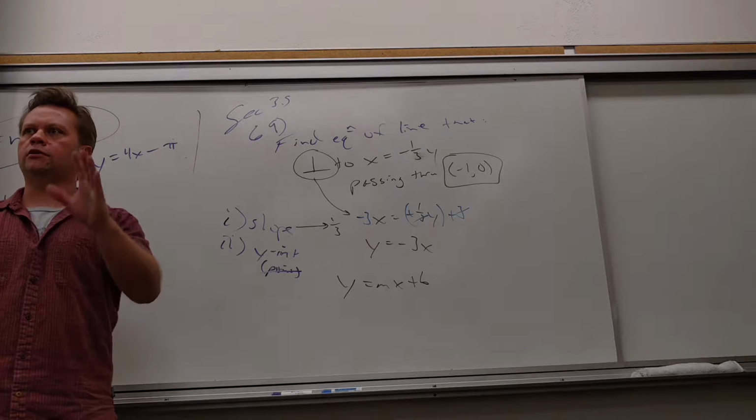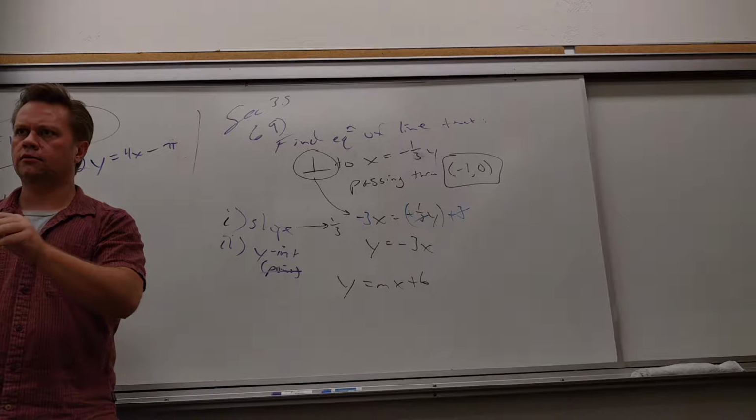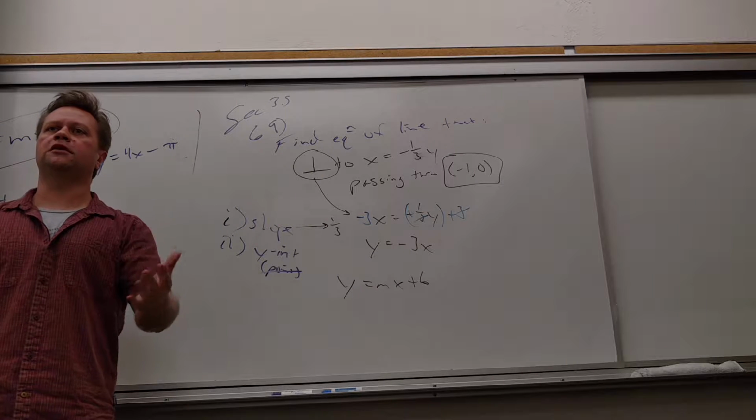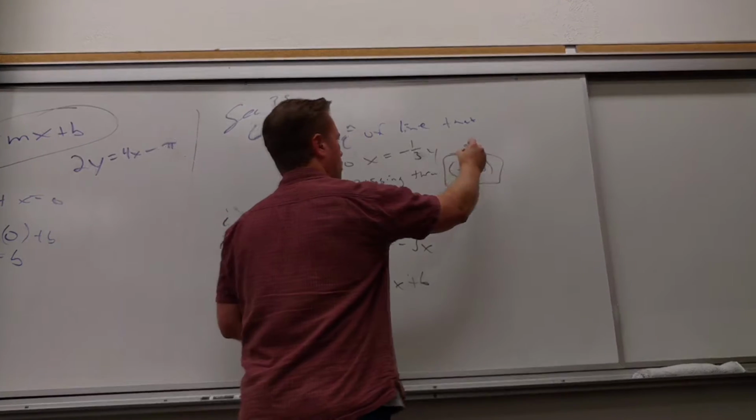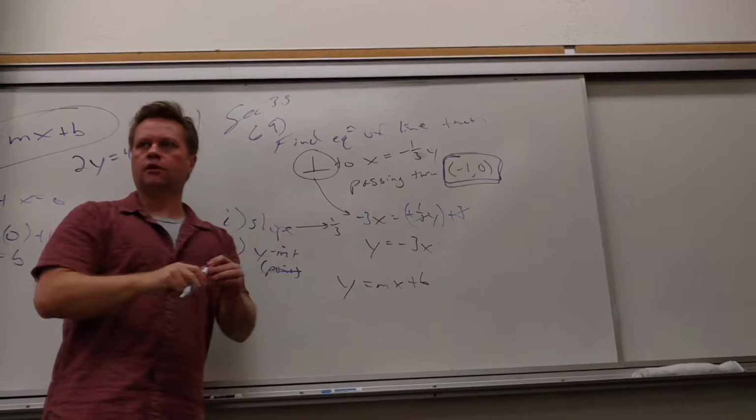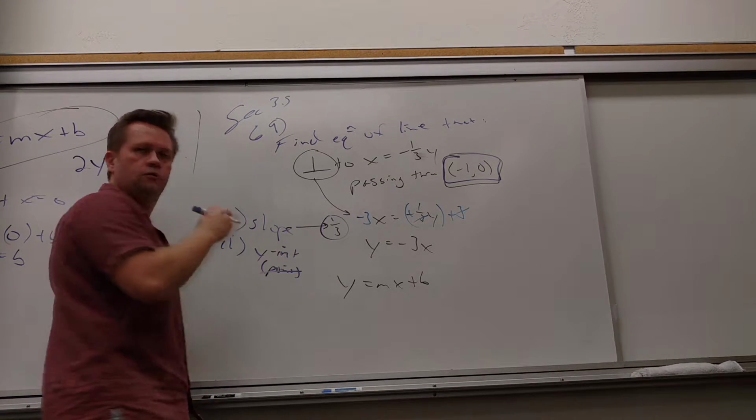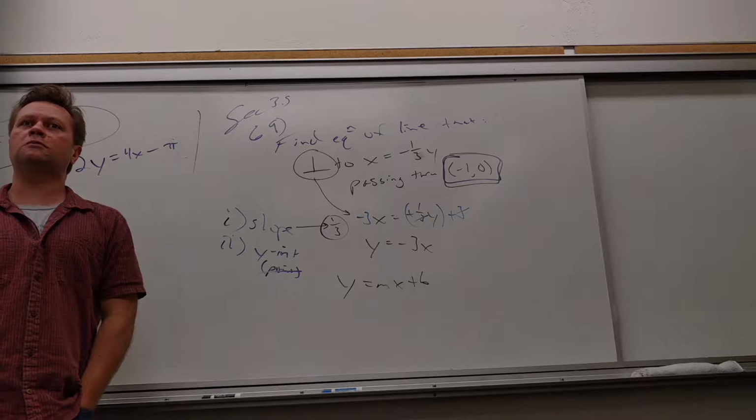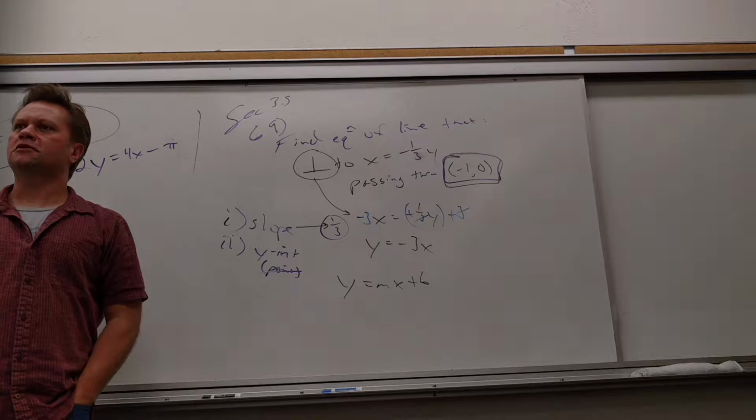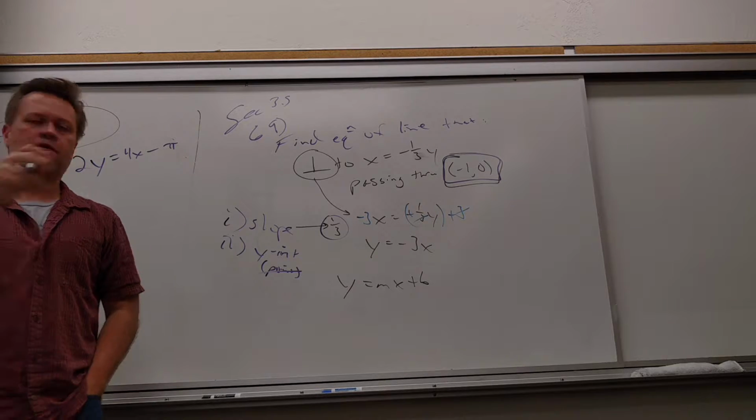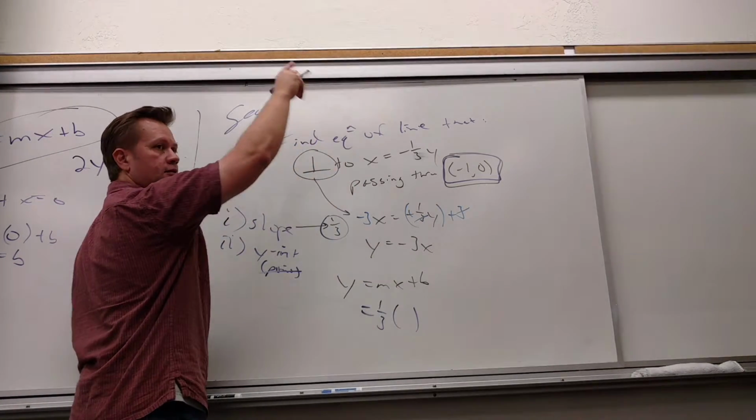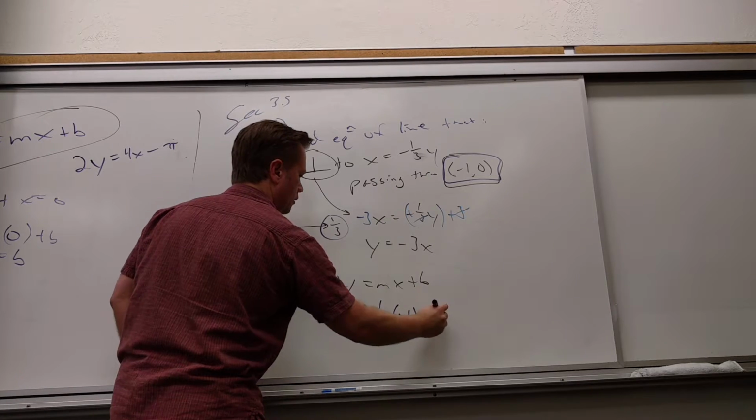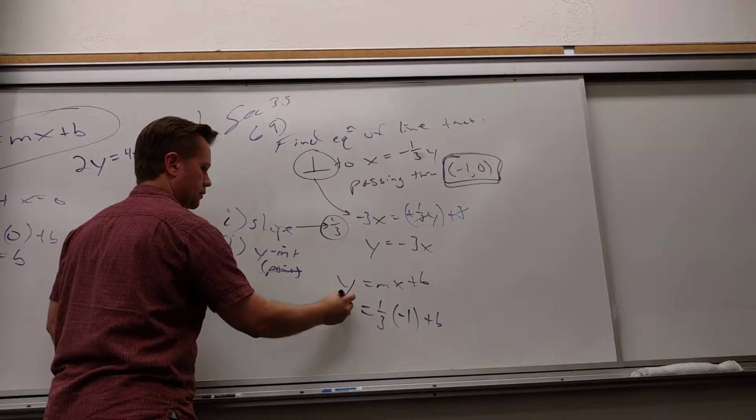What do I know already? What's the only thing I know about my line? I don't know the y-intercept. That's the whole problem. I know it goes through this point. And I know the slope is 1/3. So can I use both of those to figure out what b is? The slope is 1/3, and when x is -1, y has to be 0.